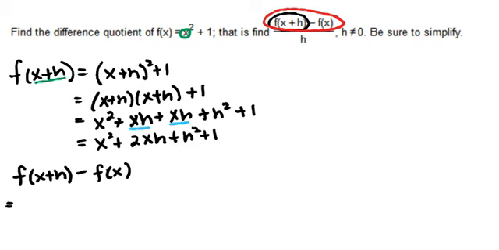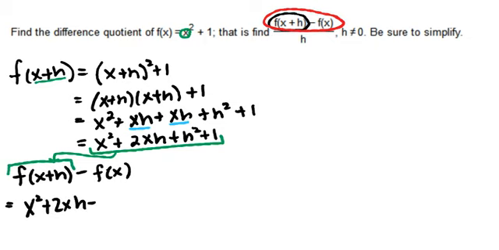And I'm going to use the work that I've already done. So we've already calculated f of x plus h to be this right here. And so I'm going to carry that down and replace f of x plus h with that expression. So we have x squared plus 2xh plus h squared plus 1. So then I want to carry this minus sign down. And I want to subtract f of x.